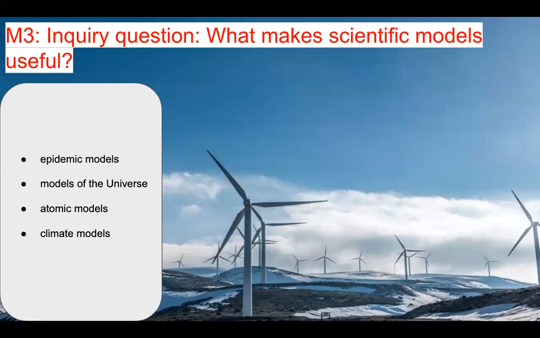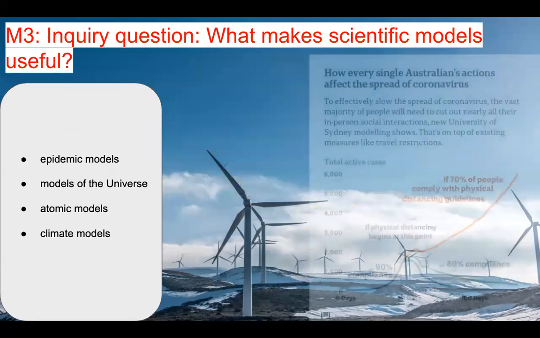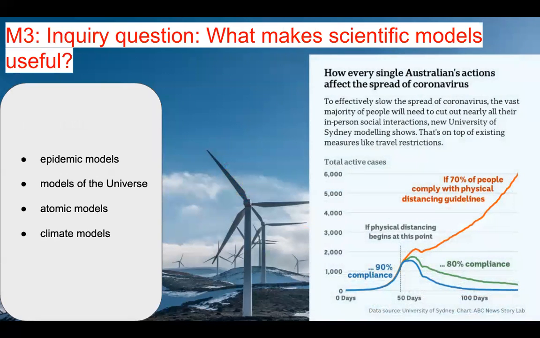Now, going back, there's a couple more examples here, and we've already seen a few of these examples today. Epidemic models. This is how models can be used in real life situations. This is some of the modeling that was used earlier this year when COVID hit. The red line is an example of what the modeling showed would happen if 30% of people did not follow social distancing laws.